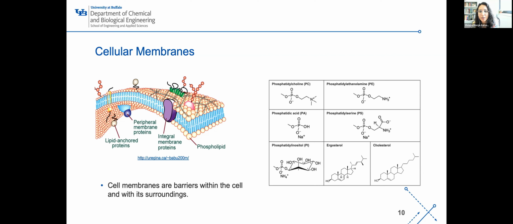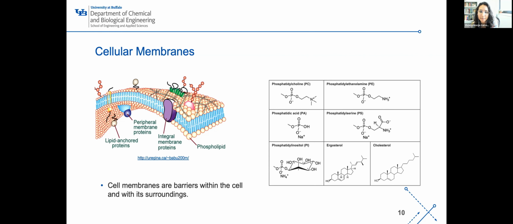And different ratios and distributions of these lipid species are what give specific cell membranes different properties that allow them to host different proteins, which in turn will perform the different functions that the cell needs to remain alive and to stay healthy.